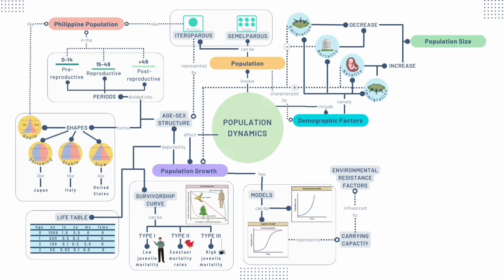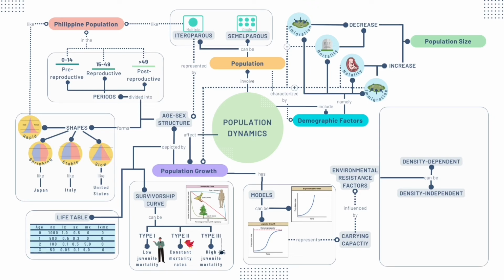Environmental resistance factors are divided into two main classifications: density-dependent factors, which are mainly biotic, and density-independent factors, which are abiotic. Under density-dependent factors are disease, parasitism, predation, competition, and waste accumulation. These limit population growth by affecting the organism's reproduction and survival. Density-dependent factors decrease the population growth rate as the population increases.